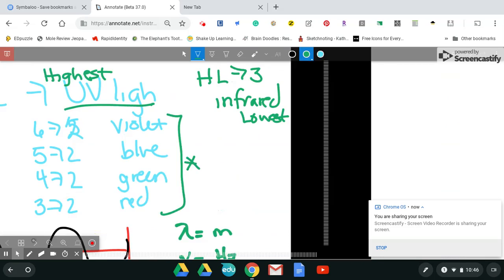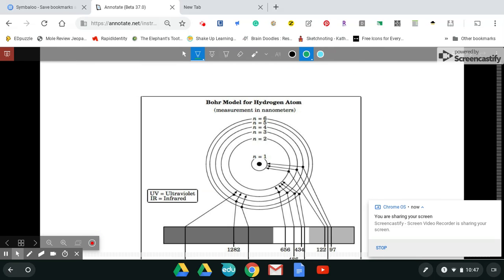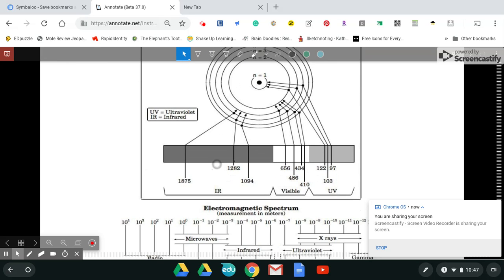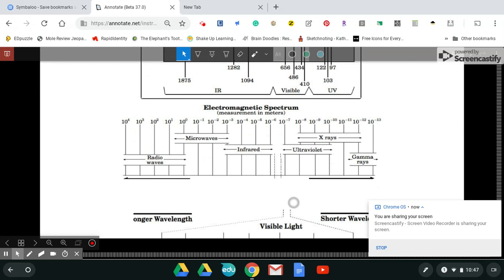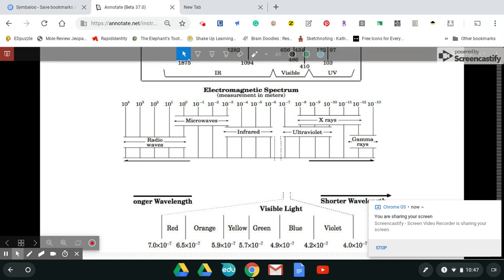So let's look at some of these questions. This is the typical Bohr model. See how I did N1, N2, and 3? That's what I was showing you earlier. If we look at this graph, here's your electromagnetic spectrum. See how gamma rays is over here where it's higher energy? Shorter the wavelength, higher the energy.